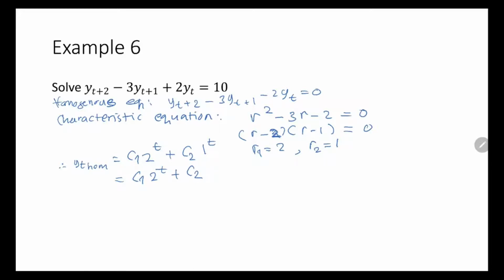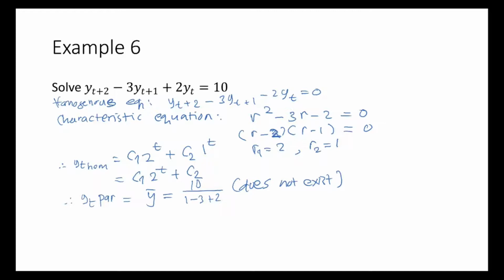Okay, so what about the particular solution? This is not a variable term, this is a constant term, so maybe we can use the steady state value. Maybe this is equal to b over 1 minus 3 plus 2, but this is not correct because then we have a divisor of 0. Remember, when the divisor is 0, then we don't have a steady state. So here the steady state value does not exist. Then how do we find the particular solution? Then we will use the undetermined coefficients method.